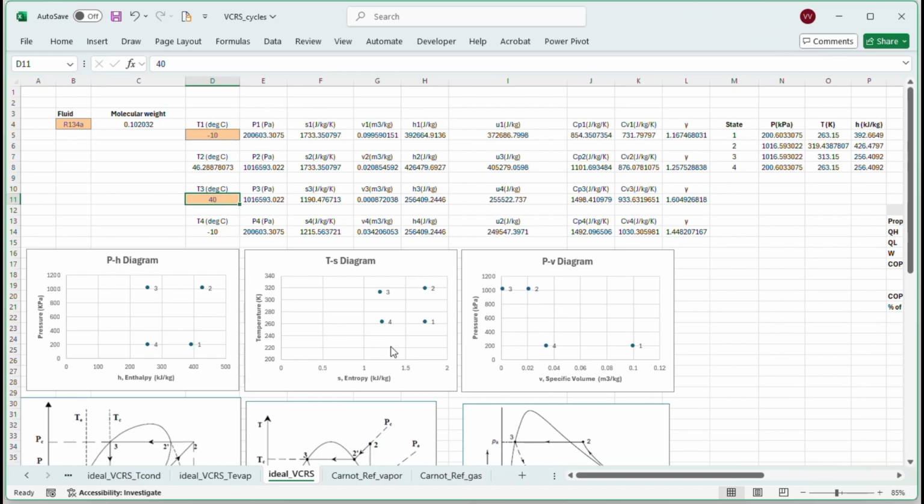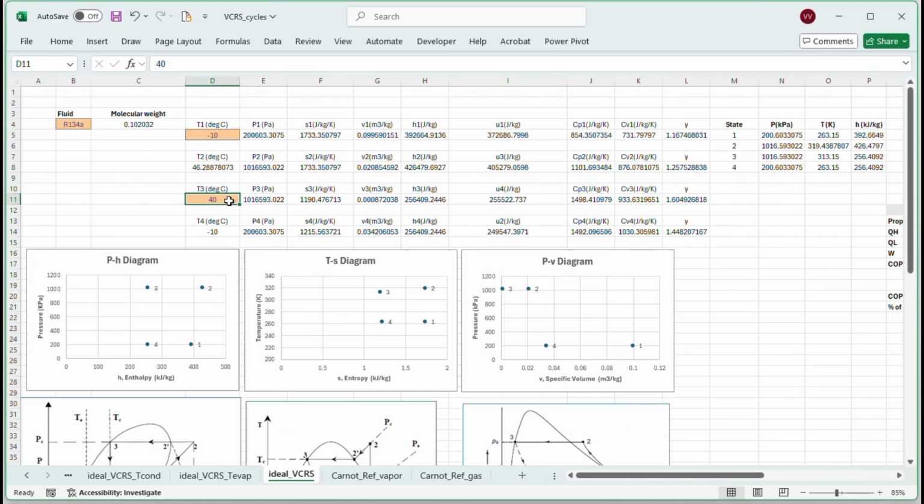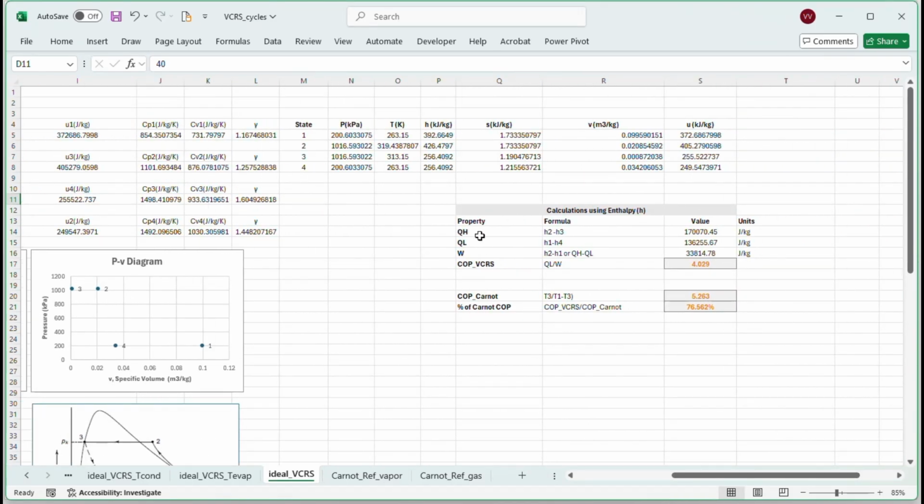T2 is much hotter than T3. What will happen if we change some of these values? Let's try. Oh, before that, what else is this calculating? It's also calculating the QH, QL, W, and the COP. It's using enthalpy formulations to do these calculations. If you know the mass flow rate of the refrigerant, you can actually calculate the watts of work done, the heat removed and everything. You multiply the mass flow rate in kilograms per second with these numbers and you'll get those things.